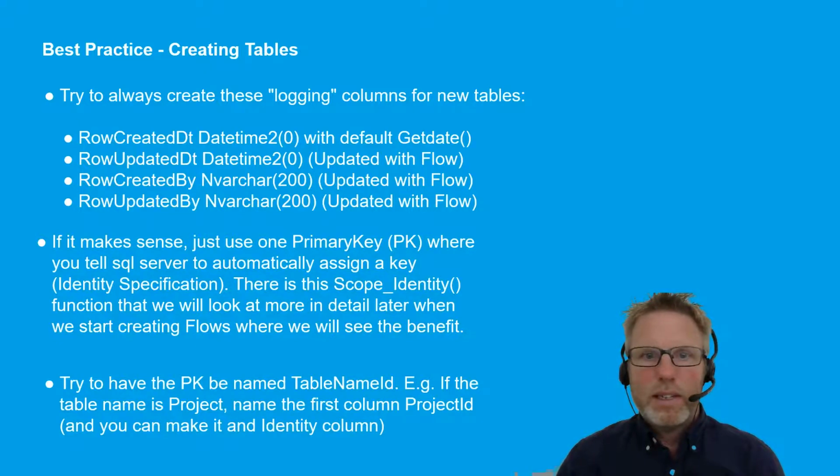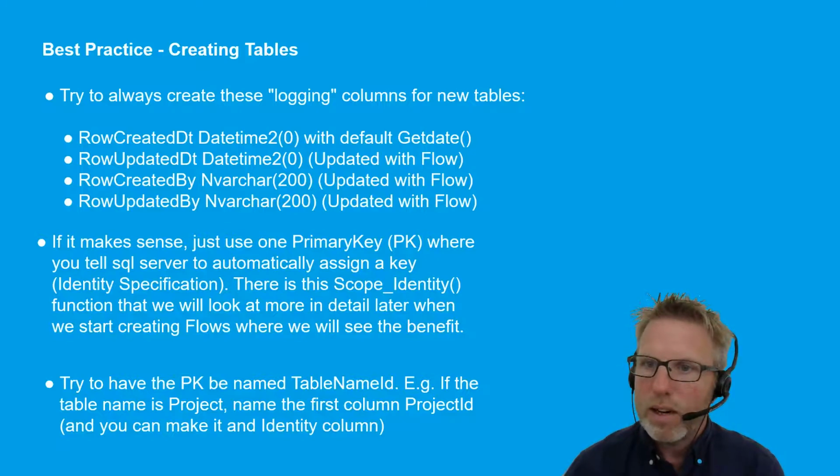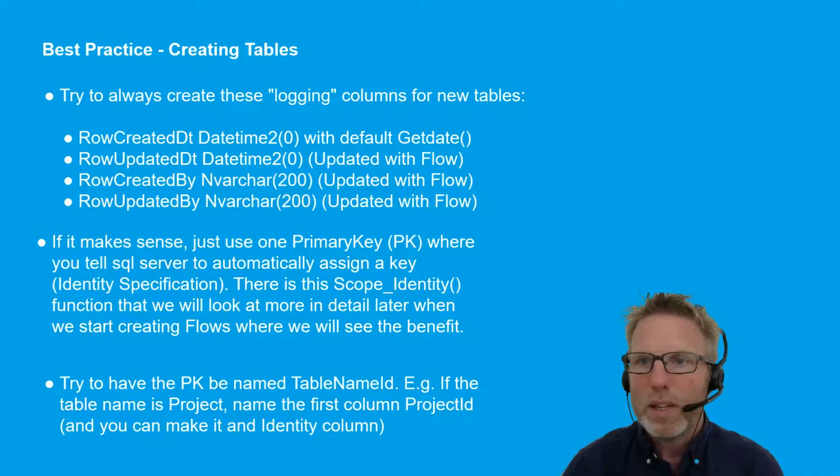And also try to name the primary key the same name as the table, followed by ID. So for example, again, we have our project table. The first column would then be project ID. And then we can make that an identity, so SQL Server will automatically assign a new number to each row. Again, this will come in exercises, but a good rule of thumb here as well.